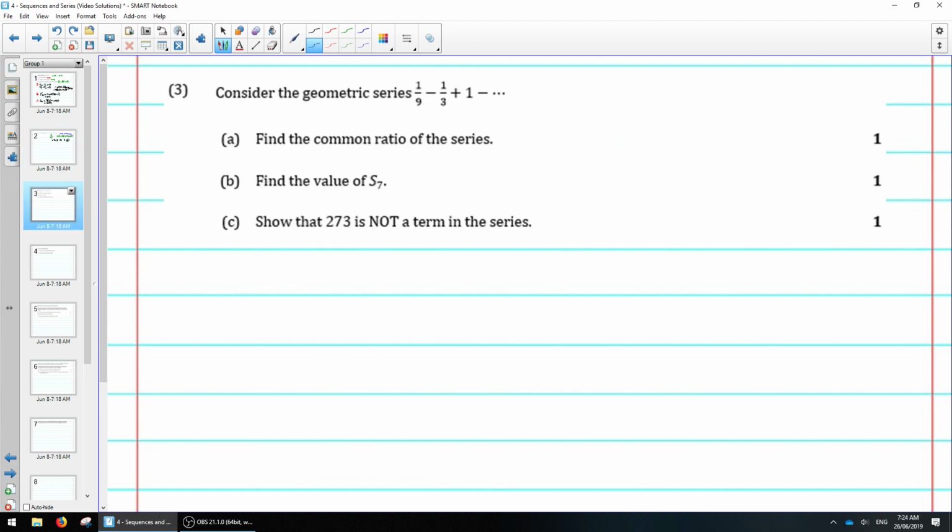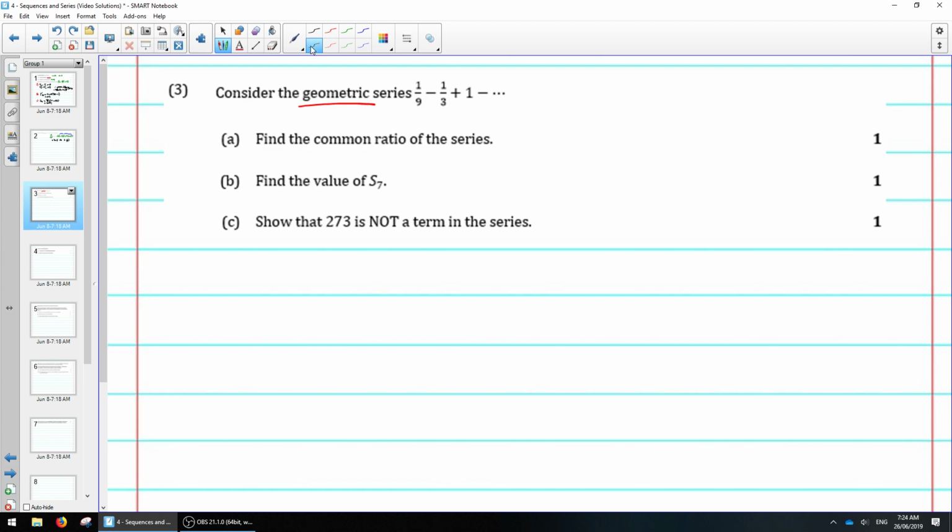Next, question 3 is consider the geometric series. So in this question, it's already told you that it's a geometric series. That's useful, because now that you know it's a geometric series, it means you know there's a common ratio, and that's what the first question is asking us to do. You also know that you can use all our geometric series formulas as well. So just make sure you read the question. If it tells you it's a geometric series, then it's already done all that.